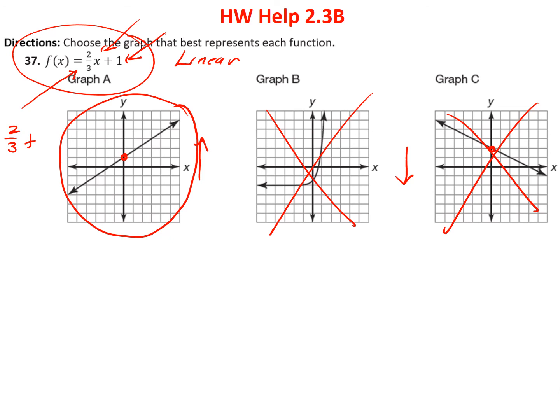Here, my m is positive 2/3, and my b, where it crosses, is 1. That matches up there. Whereas over here, the m looks like it goes down 1 for every 2, so it's negative 1/2, and the b is actually 2. This would be the equation y equals negative 1/2 x plus 2.